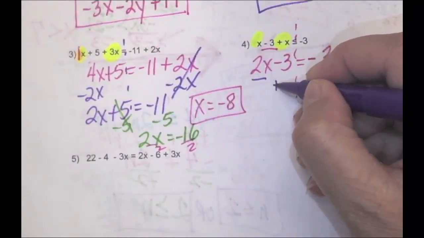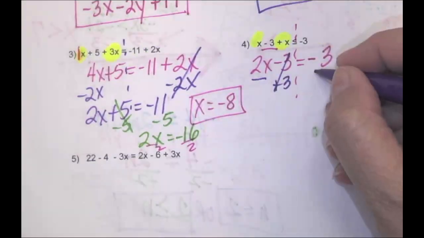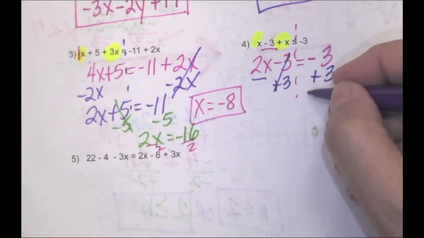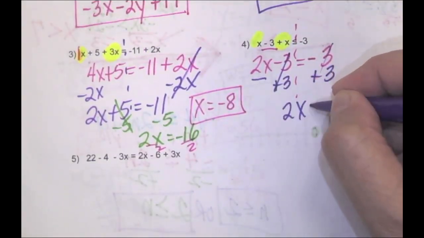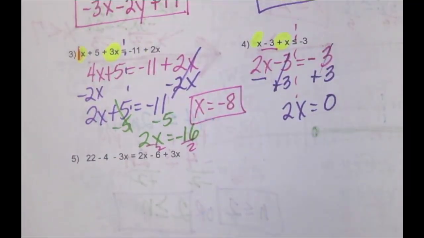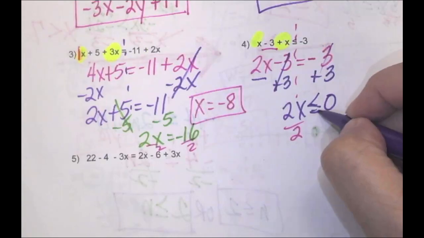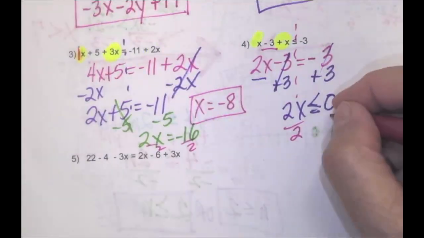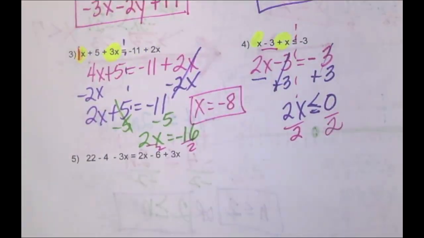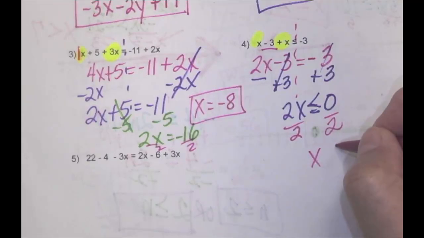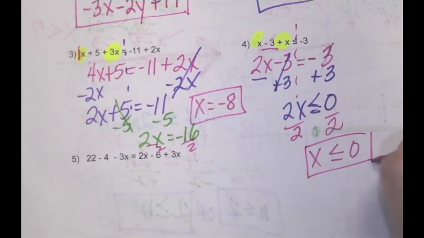And to get x alone, I need to get rid of this. But when I get rid of that, it also gets rid of this. So I have 2x equals 0. Whoops, this was a less than or equal to, not an equal sign. 0 divided by anything is still 0. It is okay to have 0 as an answer.